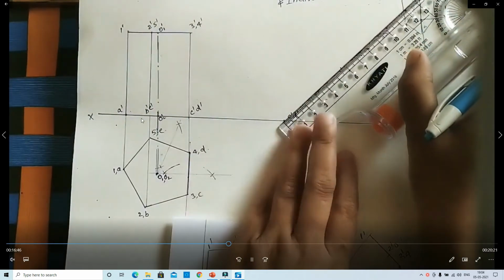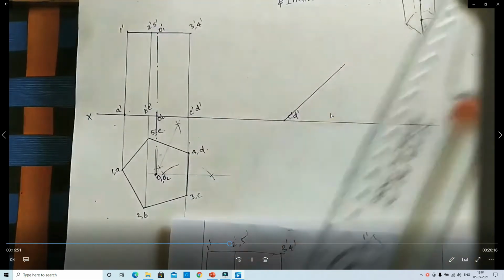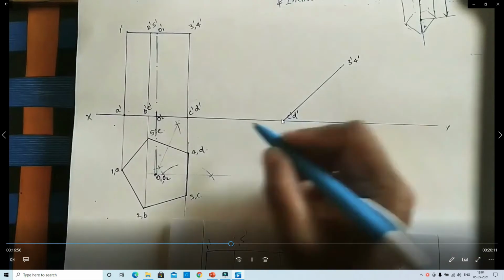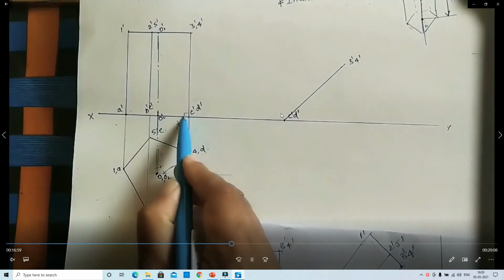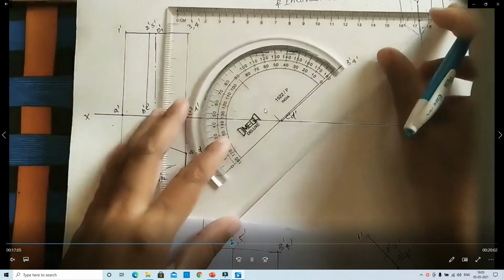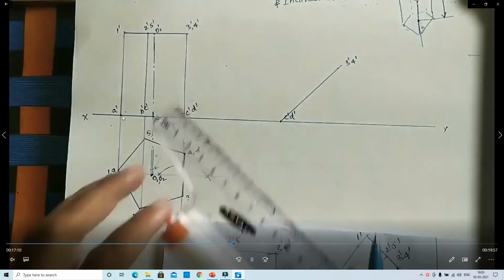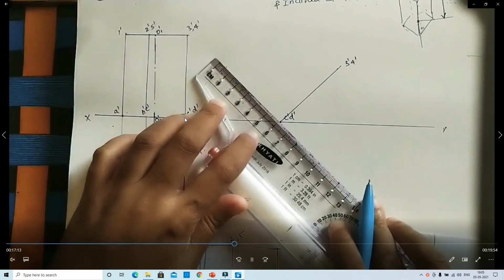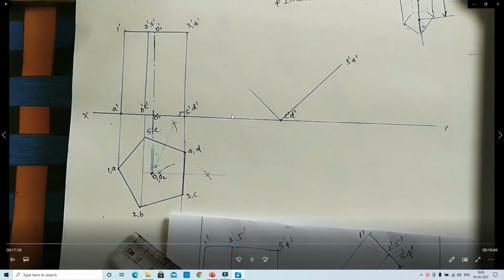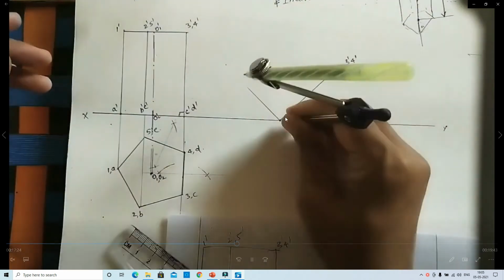Now, the pentagonal prism axis is inclined to the HP at 45 degrees. Okay, this is the axis. And parallel to 90 degrees, this is the 90 degrees here with the help of the protractor. You draw the length A dash to C dash. How much length is there? Same length here also, the front view A dash C dash length. Here the same length also, with the help of the compass you measure and draw the arc.